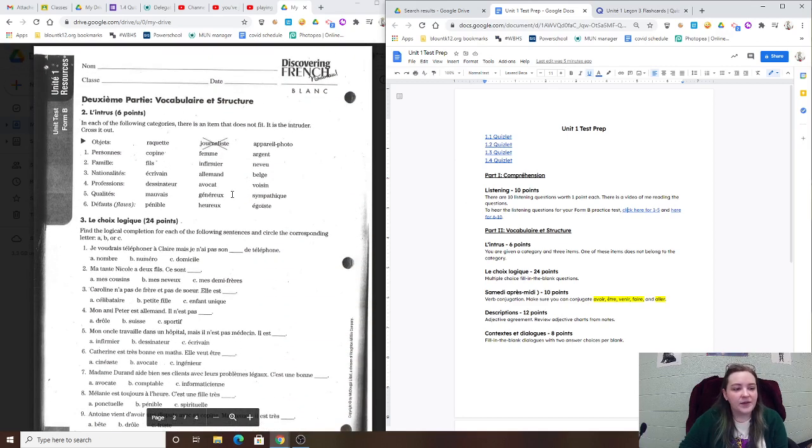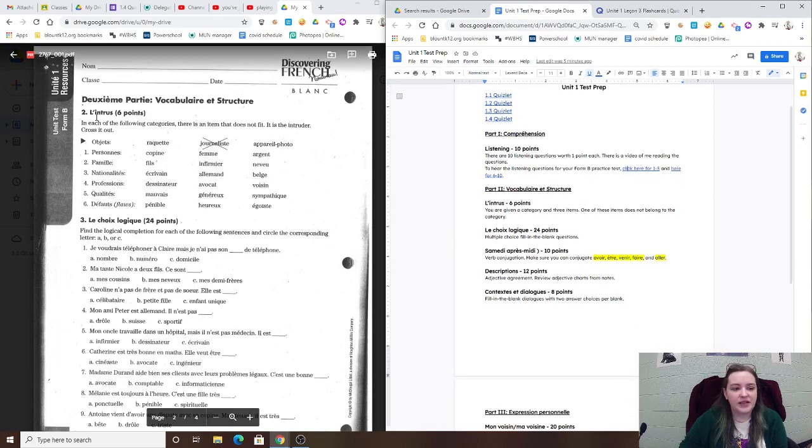Then the next part, if you had Miss Jones for French 1 last year, you've probably seen this kind of thing before. It's called l'intrus, or the intruder. You are given a category right here. In the example, the category is objet, objects. Then you're given 3 different things: raquette, journaliste, and appareil photo. Raquette means racket, journaliste means journalist, and appareil photo means camera. One of these things is not an object, so they have crossed out journaliste.